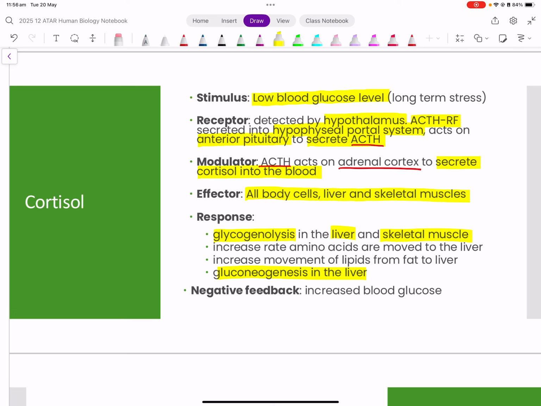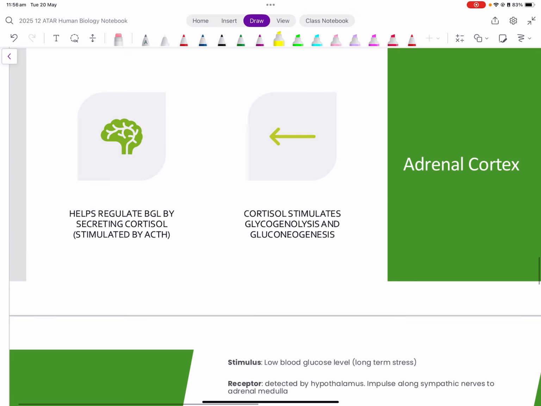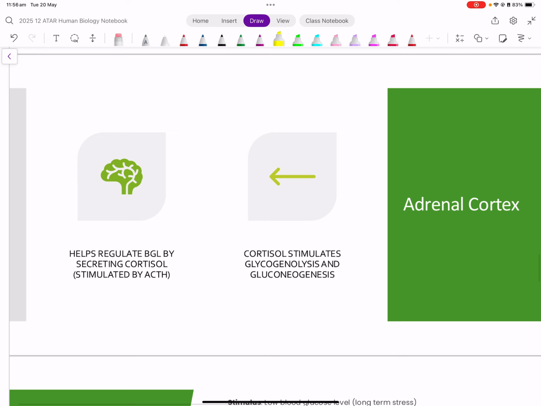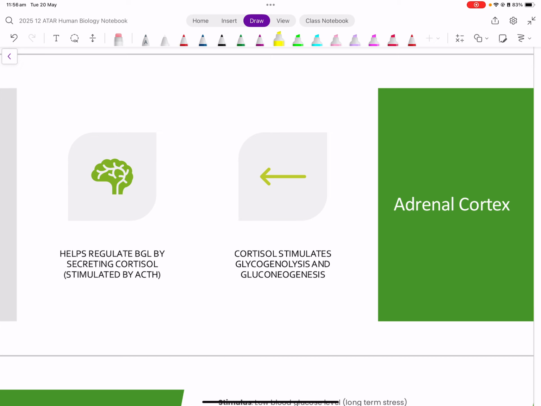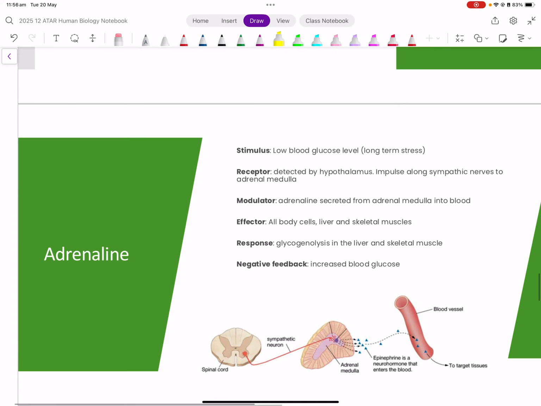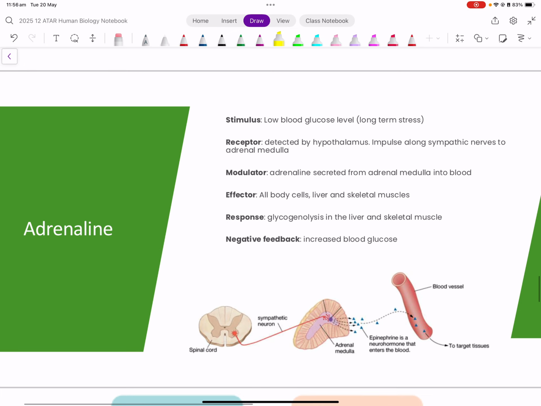What this will end up doing, again, our stimulus has been low blood glucose level. Cortisol is working to increase that blood glucose level to have a negative feedback system. As we talk about the adrenal cortex, okay, the role of the adrenal cortex, again, is to just help us to regulate those blood glucose levels by releasing cortisol, and cortisol is going to stimulate those 2 processes, being glycogenolysis and gluconeogenesis.